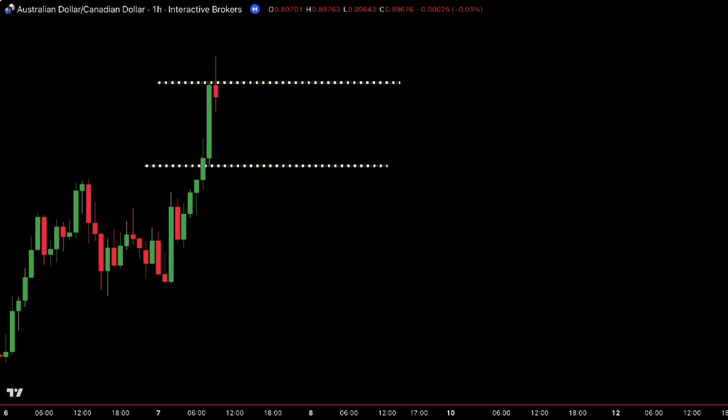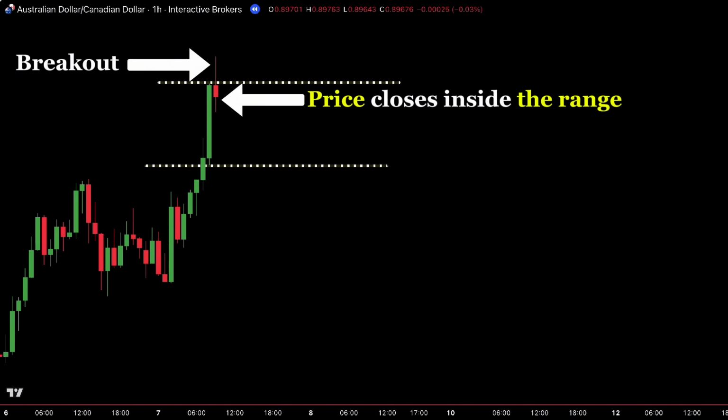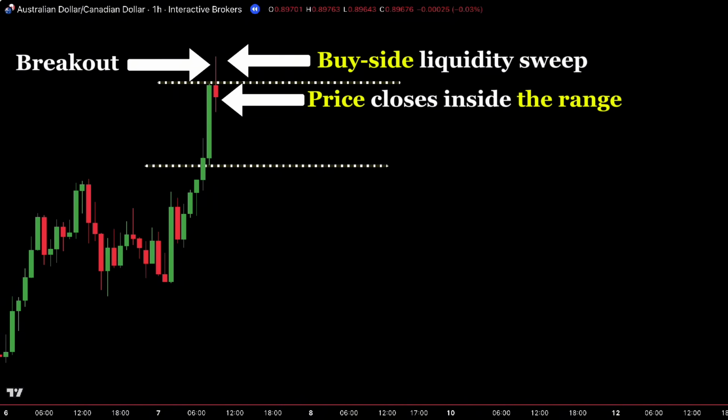The very next candle breaks above the swing high, but here's the trick. It actually closes back inside the range. That's not just a random move. That's a buy-side liquidity sweep.